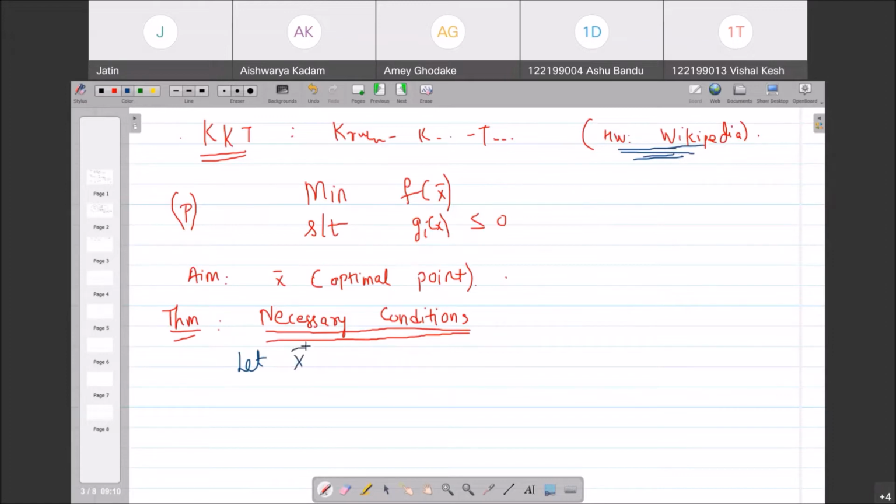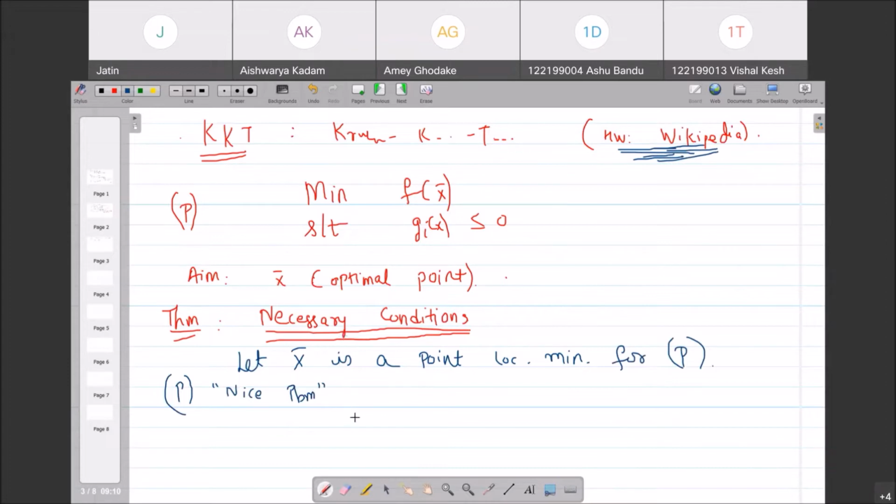So if your x bar is a point of local minima, that means your function has the local minimum value at the point x bar. So x bar is a point of local minima for the problem P. That means it will satisfy the constraints as well. And suppose your problem P is a nice problem. That's why I'm telling you to read this page. Nice means the constraints are good and your objective function is nice.